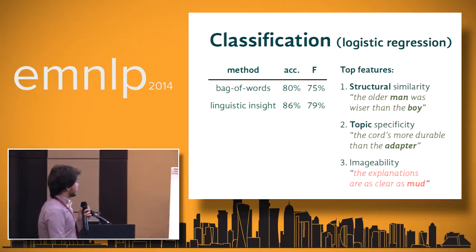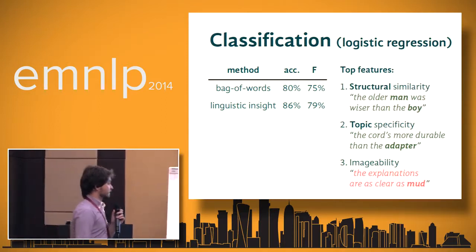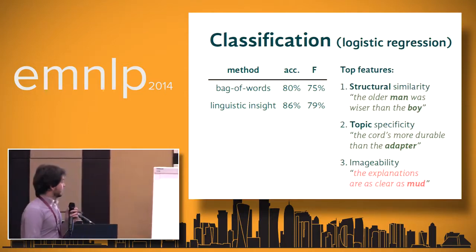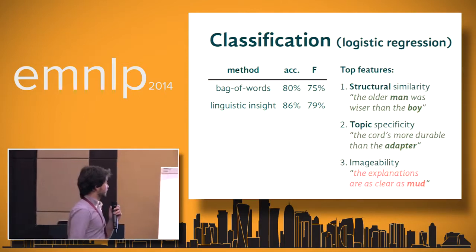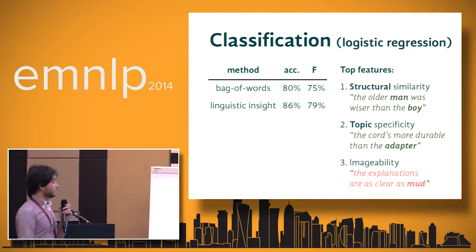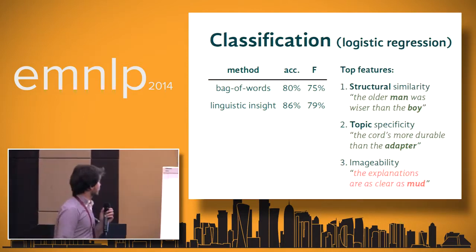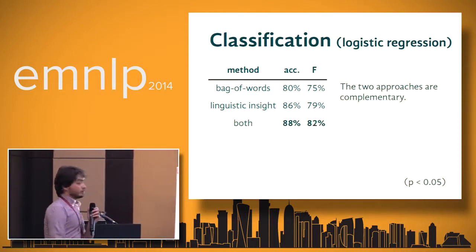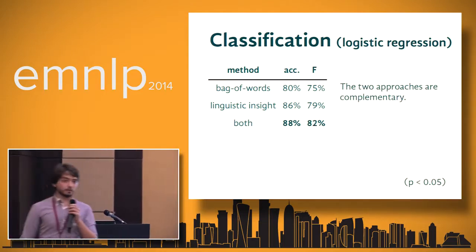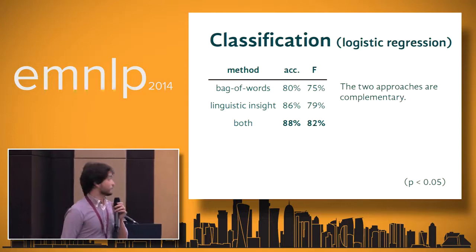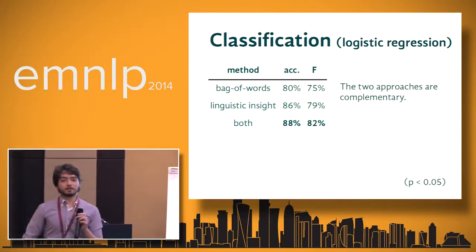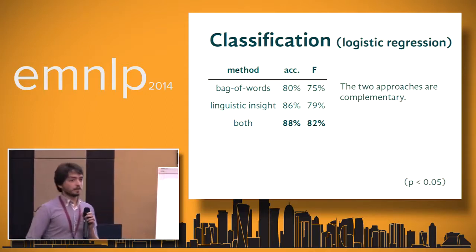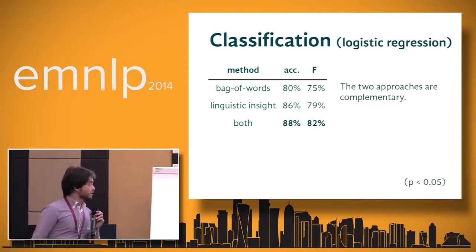It turns out that topic information is also very important, and is the second best feature. And the metaphor features are still useful, creeping into the top three in the form of imageability. Also importantly, when we put this together with the bag of words model, we do significantly better than the bag of words model itself alone, showing that the two approaches are complementary and capture different kinds of figurative comparisons.